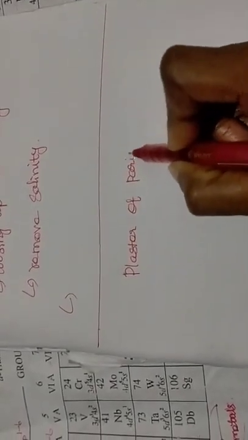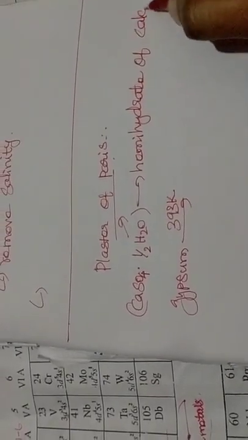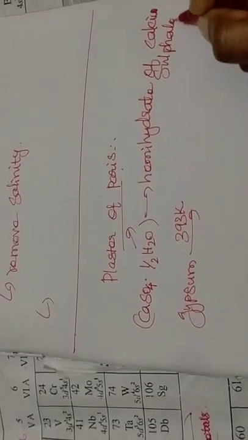Next and the last important compound of calcium is plaster of Paris. The chemical formula of plaster of Paris is CaSO4·½H2O. To prepare plaster of Paris, gypsum is heated up to about 393 Kelvin. So the reaction produces the hemihydrate of calcium sulfate, which is the chemical name of plaster of Paris: hemihydrate of calcium sulfate.